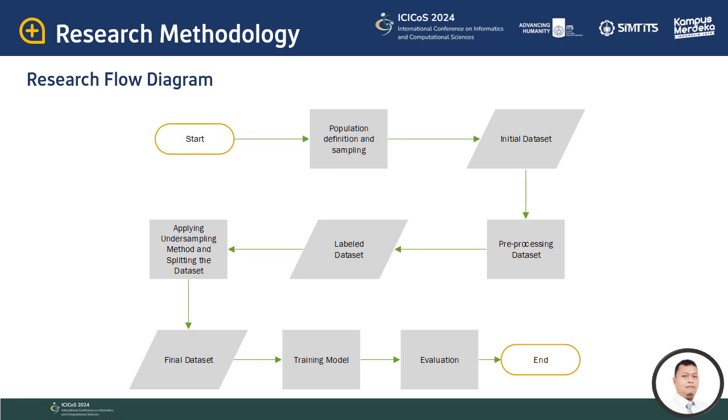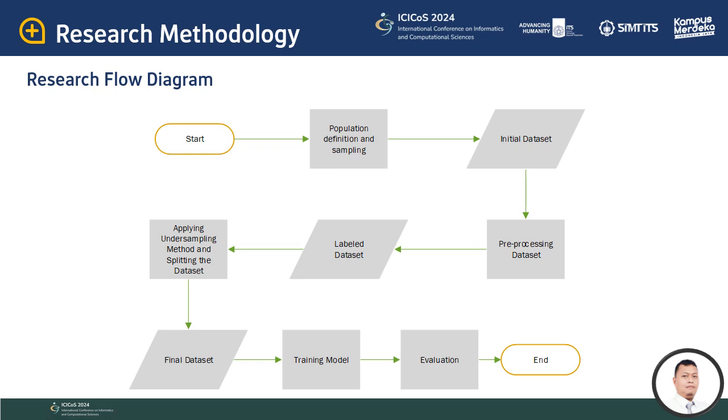Now let's walk through our research methodology, which follow the flow diagram shown in the picture. First, we start with defining data population and sampling. This helps us establish the scope and scale of our dataset. Next, we gather our initial dataset. This is the raw data we'll work with.